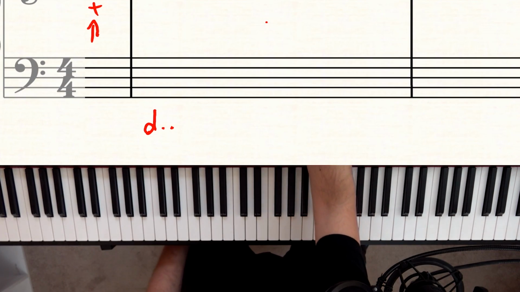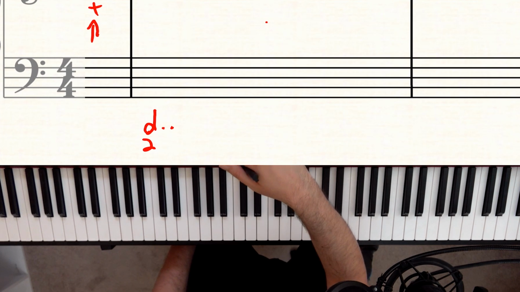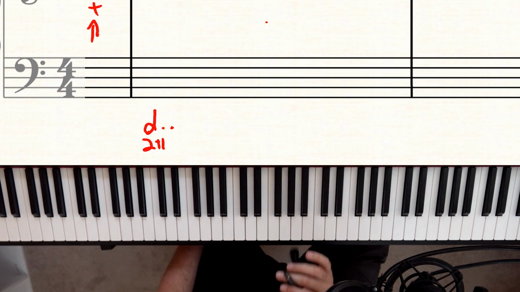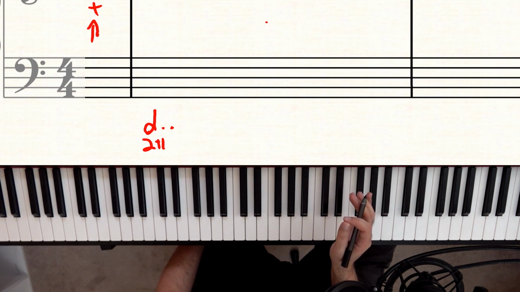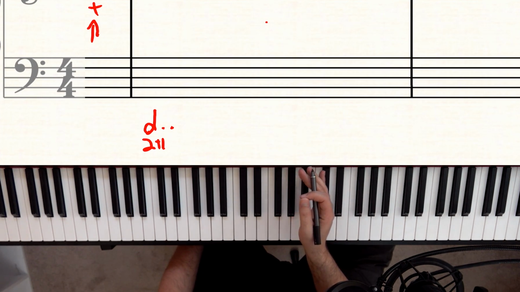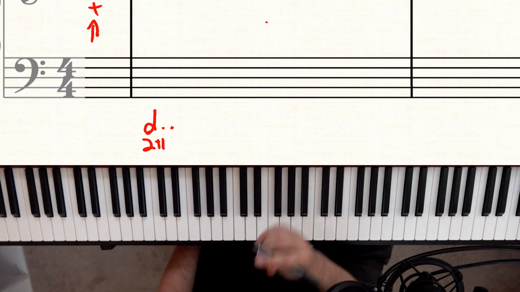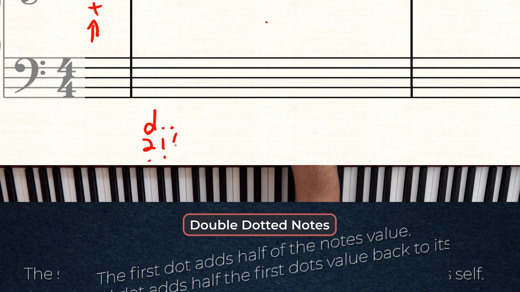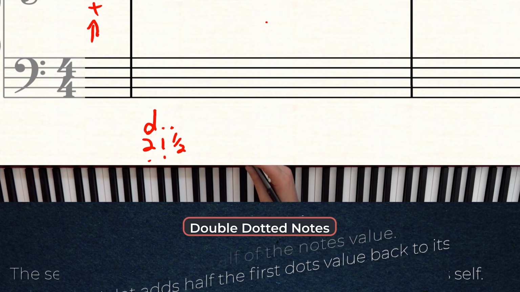Okay, so down here we have our half note. That's worth 2, right? And remember, the first dot adds half of the note's value back to itself. So it's 2 plus 1. Now, what does the second dot do? The second dot adds half of the first dot's value back to the thing, and it's easier than it looks. So we have 2 plus 1, and this is half of 1. So it's half of the dot before it. So we have 2 plus 1 is 3, plus a half is 3.5.